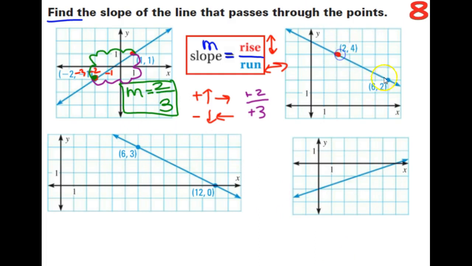So let's try this one. From this point to this point, I like to start on the left. You can start at either point. I'm rising, or going down this time, -1, -2, and positive 1, 2, 3, 4 to the right. Well, 2 over 4 we can simplify by dividing by 2. That will give us the same as -1/2.